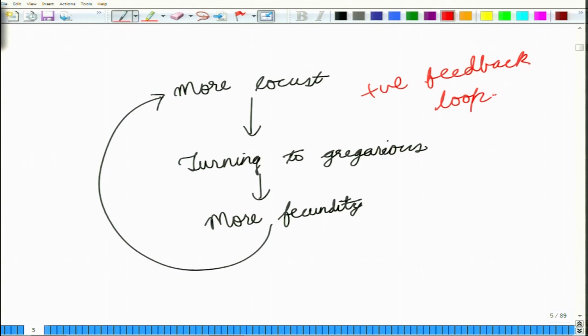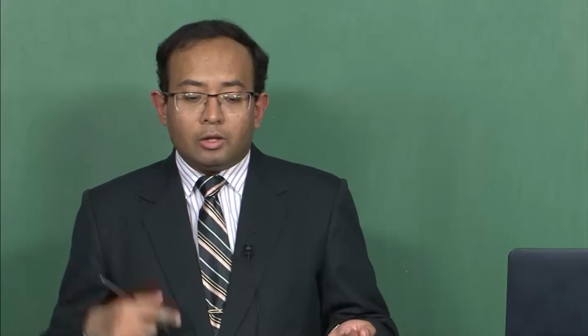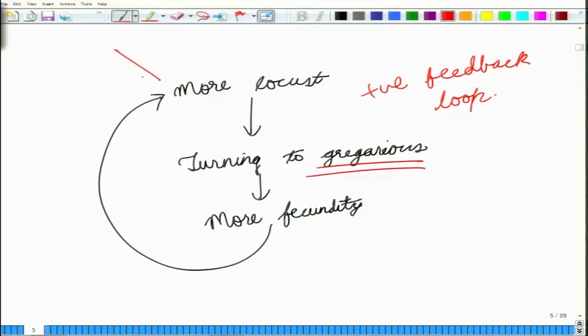So, if you have a larger number of locusts, you will always have locusts that are gregarious. So then, what will convert them again from a gregarious nature to a solitary nature? There has to be something. Now, that something will act at this stage. So, you have some community interactions.